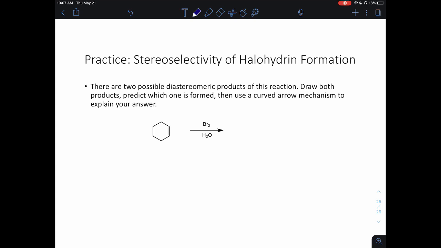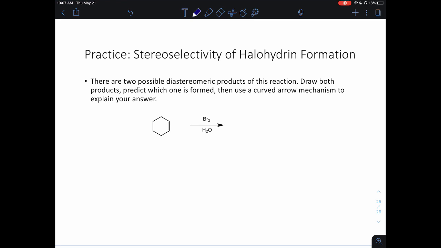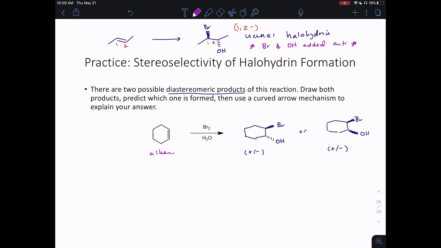Your turn. So there are two possible diastereomeric products of this reaction. I'd like you to draw both products, predict which one is formed, and then use a curved arrow mechanism to explain your answer. Ready, set, go. When an alkene is treated with elemental halogen in the presence of water, a halohydrin is formed. So bromine and hydroxyl add to those two carbons of the alkene. Now there are two possibilities. Those two groups can add anti to one another, or they could add syn. Anti and trans are similar, syn and cis are similar.